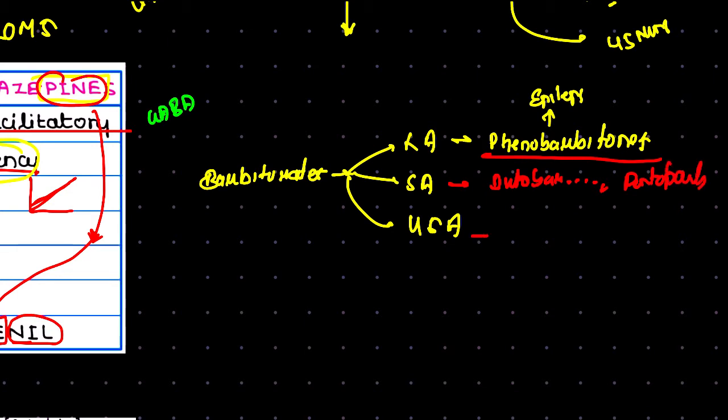Similarly, ultra short acting, what we have got is thiopentone. Now this thiopentone is important. What is this thiopentone? It is used for sedation, anesthesia, short anesthesia. So these are the commonly used barbiturates nowadays.